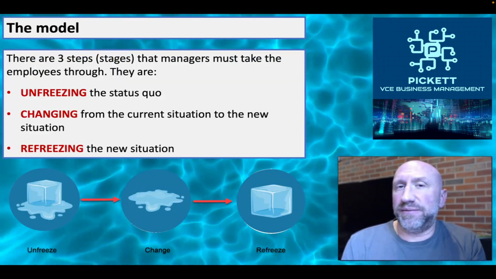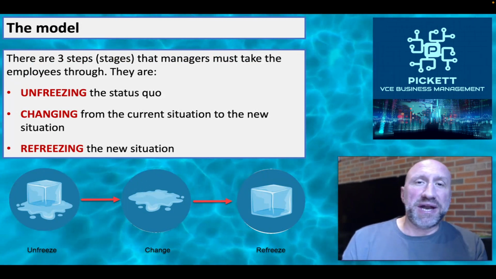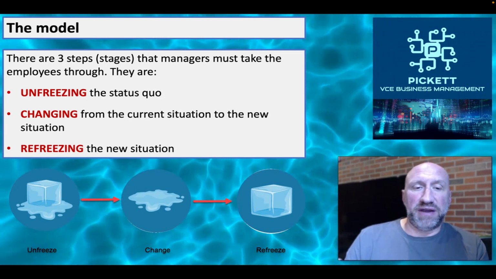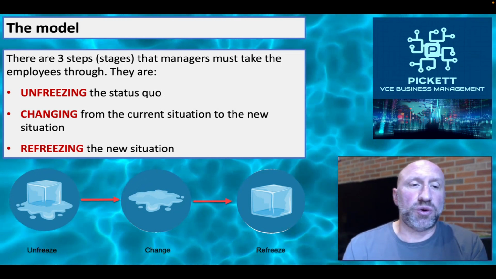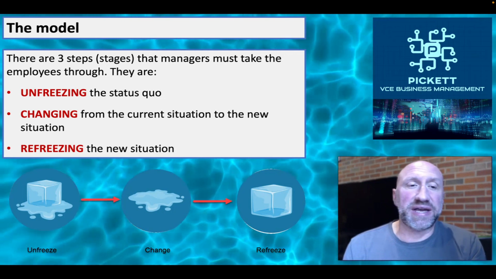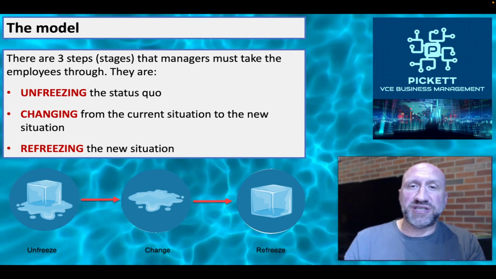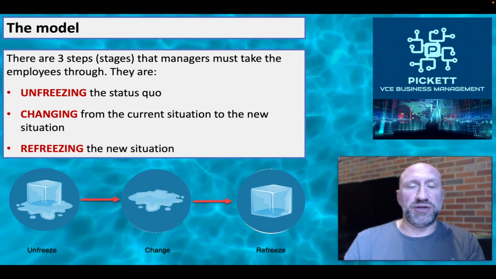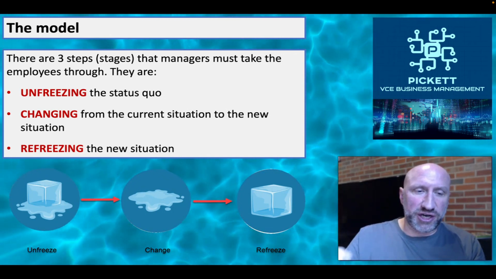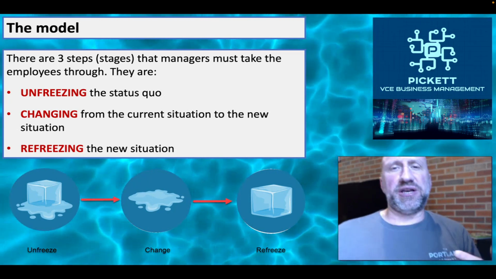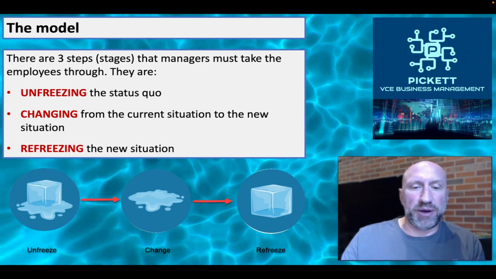Okay, so this is fairly simple. He said basically there's three steps or three stages that managers must take the employees through if the change is to happen successfully. First off, unfreezing the status quo. Second step or the second stage would be changing from the current situation to the new situation. And then the third step is refreezing the new situation. So as soon as you think Lewin's three-step change model, you're just going to think unfreezing, changing, refreezing. And look, because that language is kind of unusual, this is normally fairly easy to remember, I think.